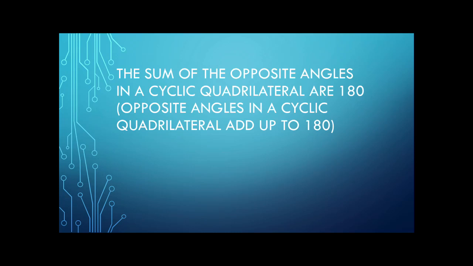In this lesson we're going to look at a cyclic quadrilateral, and the circle theorem is that if we have a cyclic quadrilateral, the sum of the opposite angles is 180 degrees. Okay, so first of all, what is a cyclic quadrilateral?